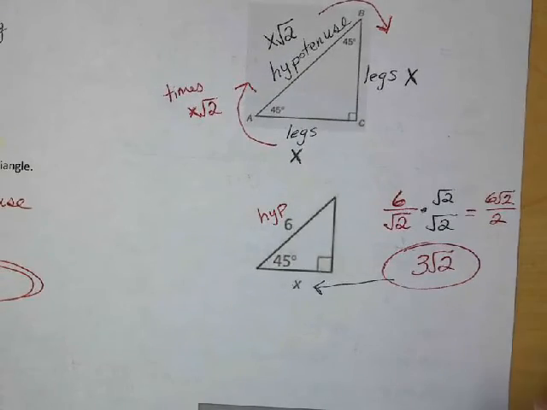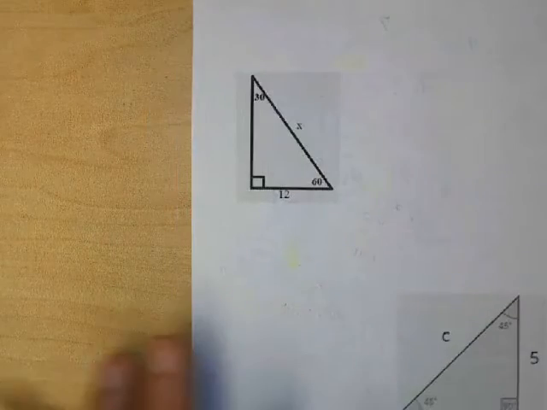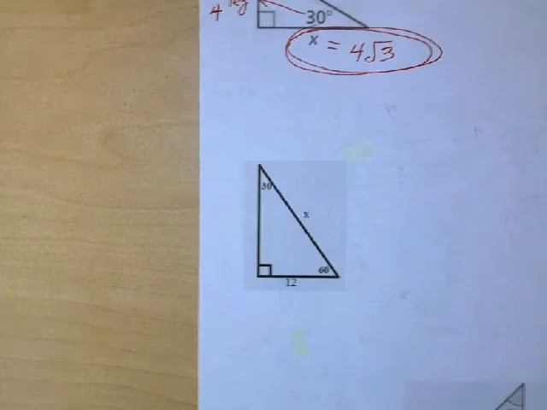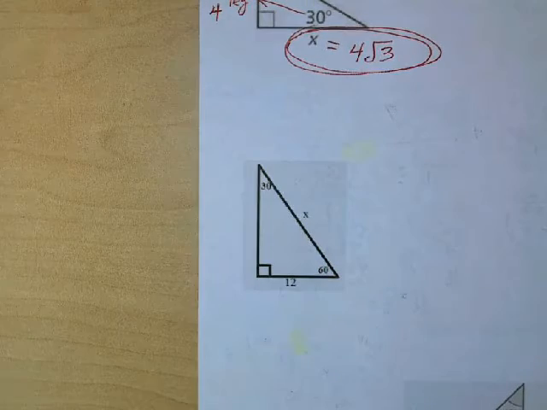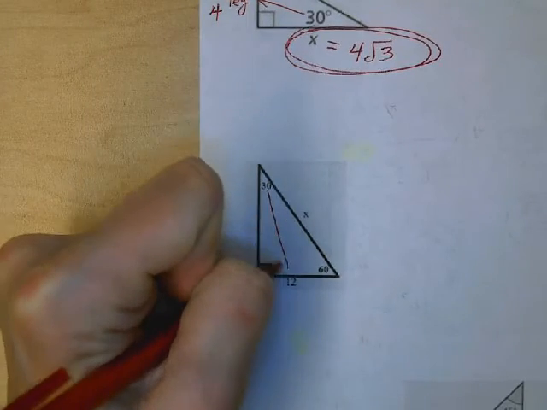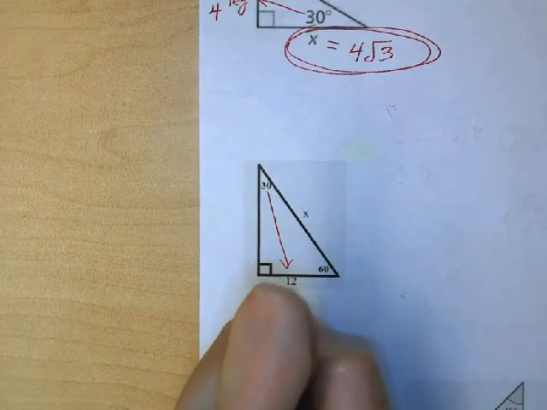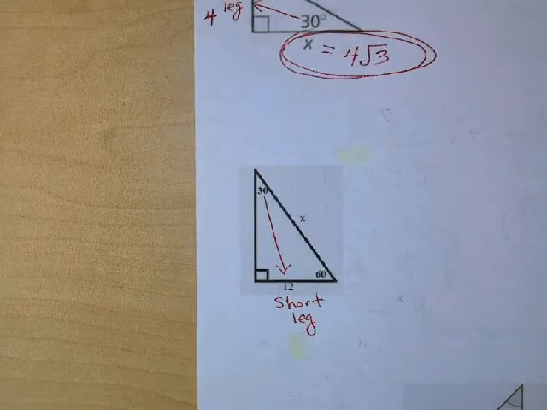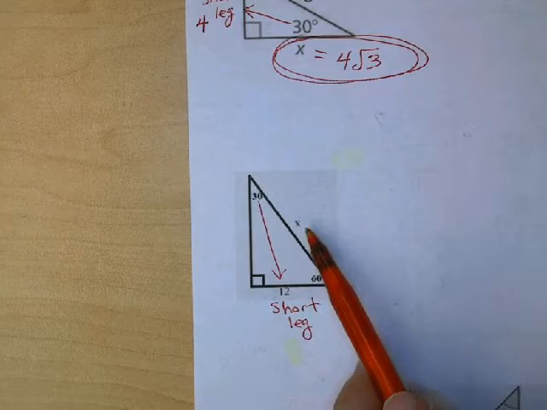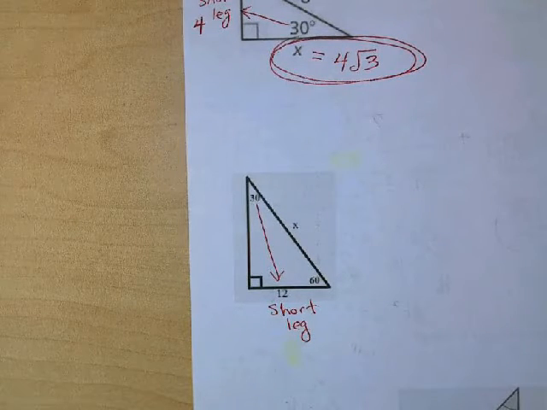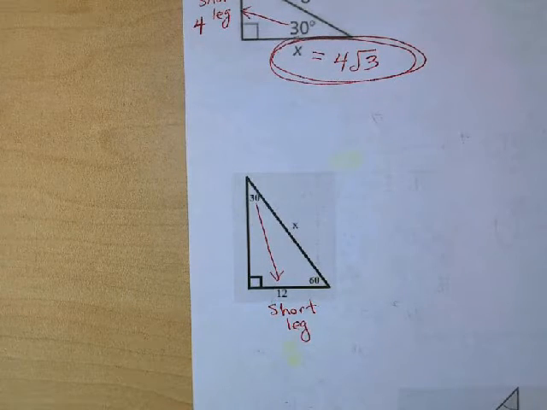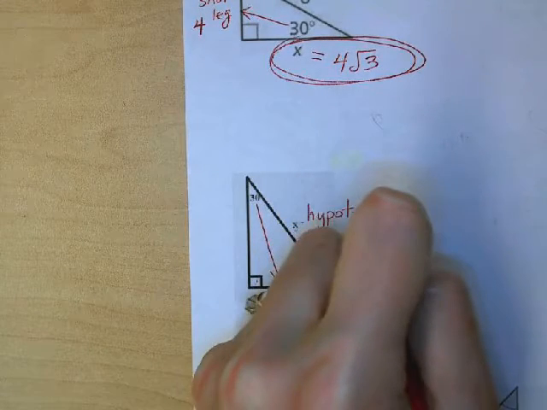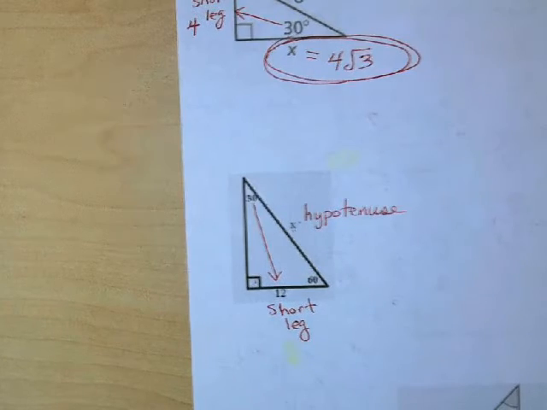Okay, let's try a couple more and then we'll be done. So here's another picture. A 30-60 picture again. So across 30, that's the short leg, the short side, however you want to say it. And we're supposed to find what? Are we trying to find the long leg or the hypotenuse? This side across from the 90 is called the hypotenuse. So what do you think the answer is?